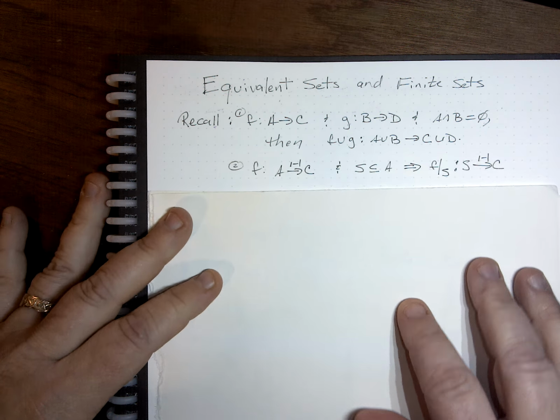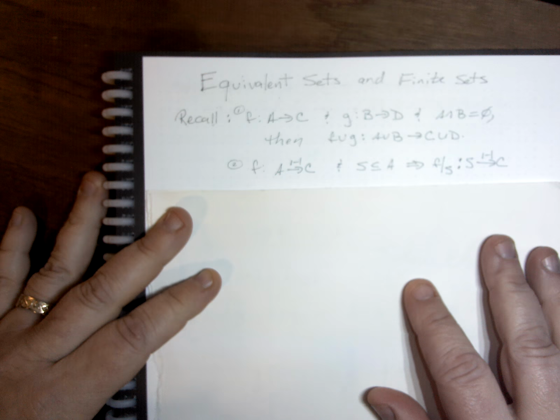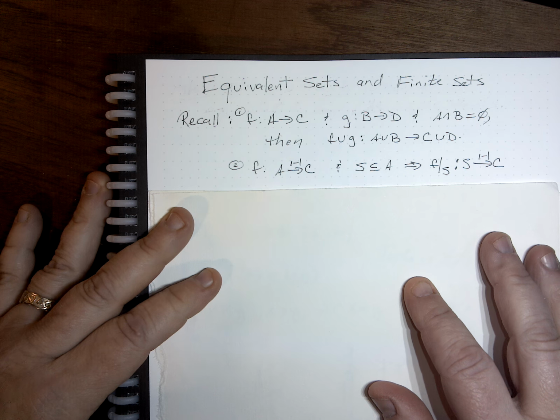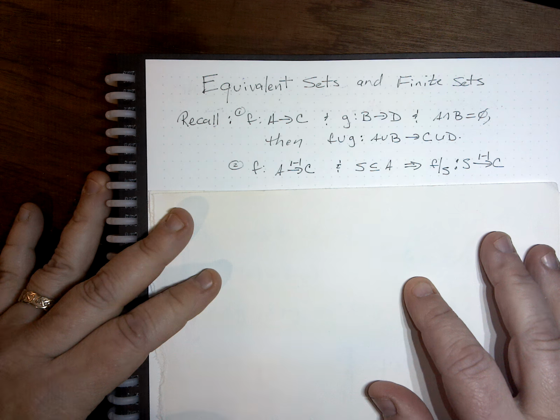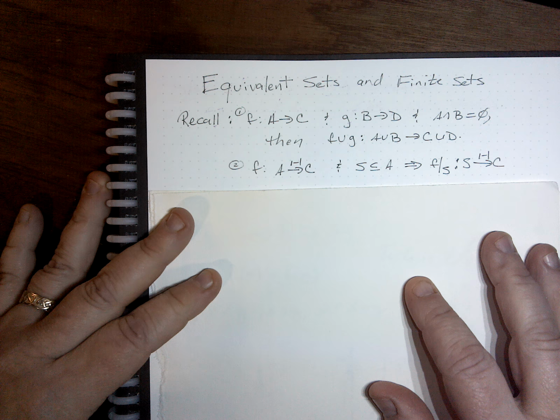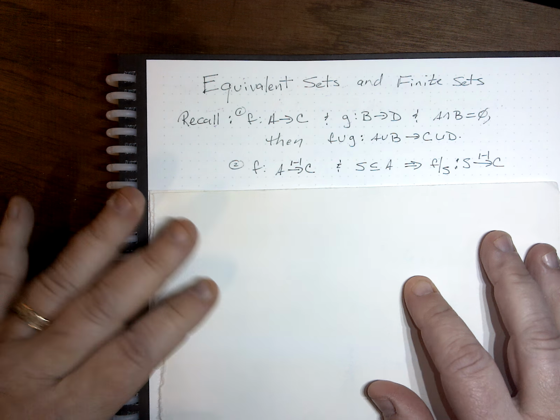Another theorem that we're going to need, though there's more in the proof section than this section: if F is a mapping from A to C that's 1-to-1, and S is any subset of A, then if I take F and restrict it to just the set S, it will still be a 1-to-1 mapping from S to C.